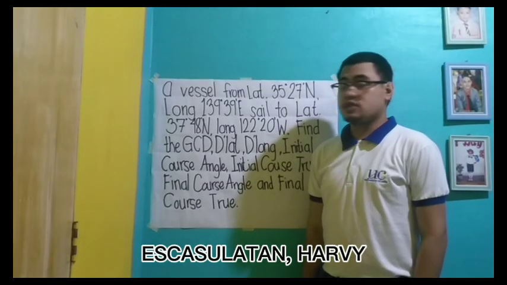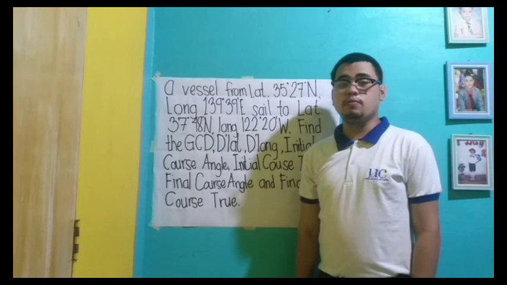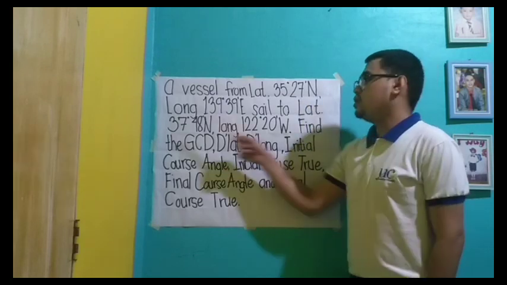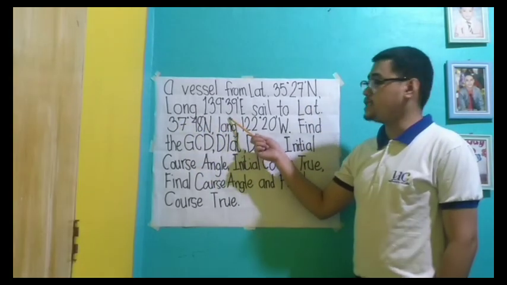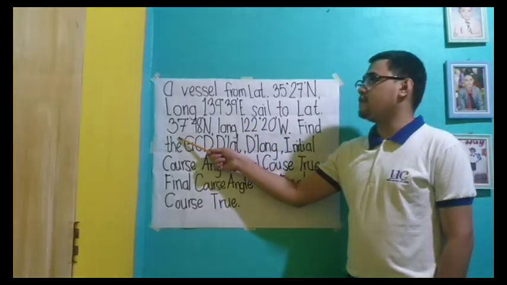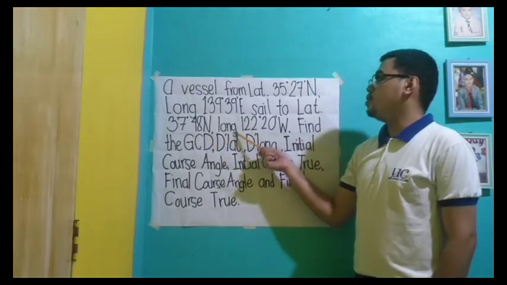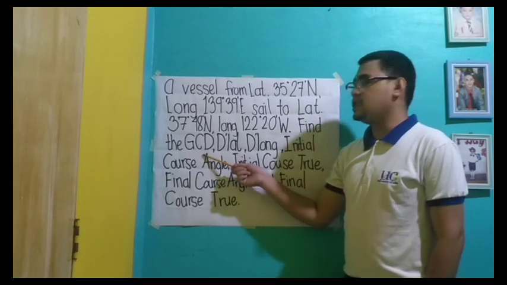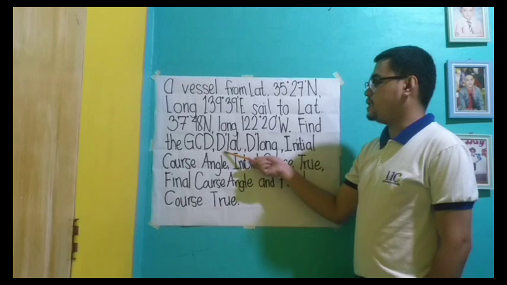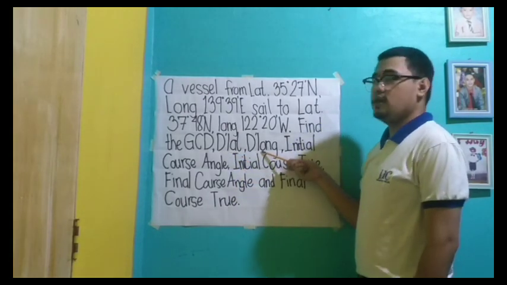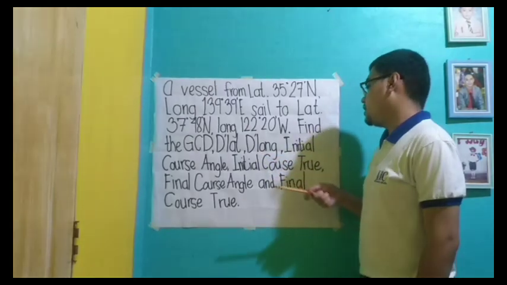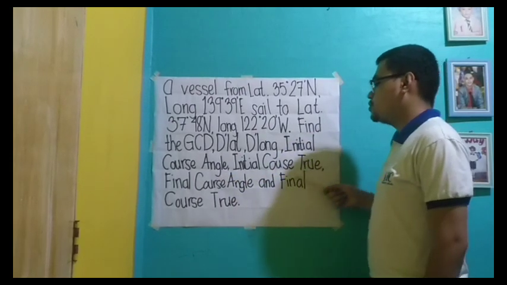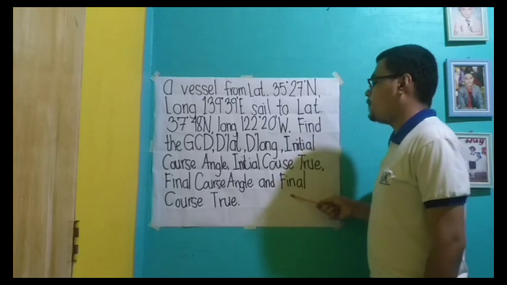Good day, cadets. So we are tasked to solve this problem. The problem was a vessel from latitude 35 degrees 27 minutes north, longitude 139 degrees 39 minutes east, sailed to latitude 37 degrees 48 minutes north, longitude 122 degrees 20 minutes west, and we need to find the GCD or the great circle distance, the DLAT or the difference of latitude, the DLONG or also known as the difference of longitude, and we need to find also the initial course angle, the initial course true, the final course angle, and finally the final course true.